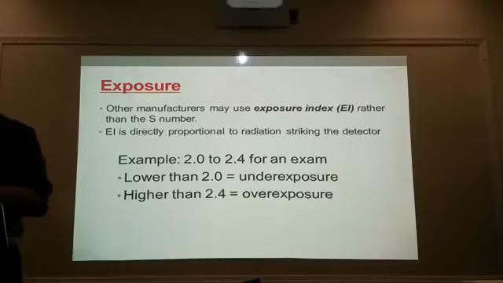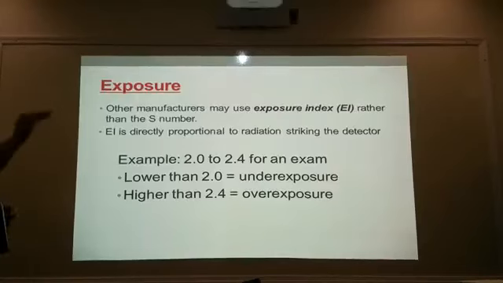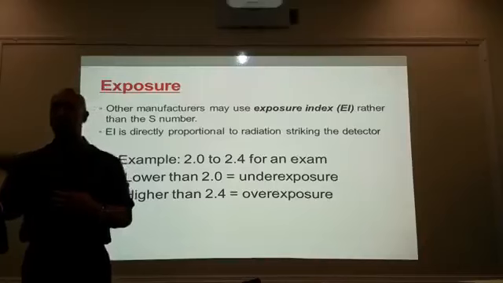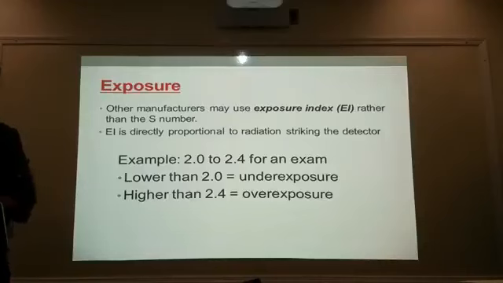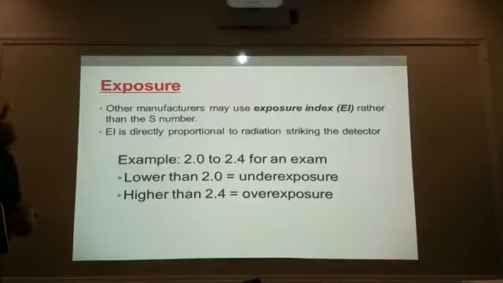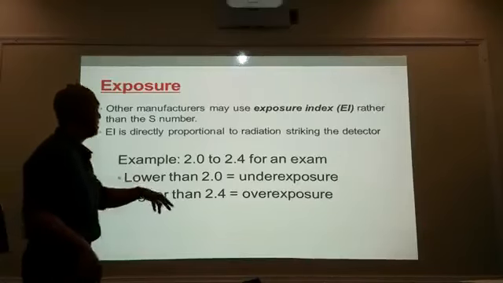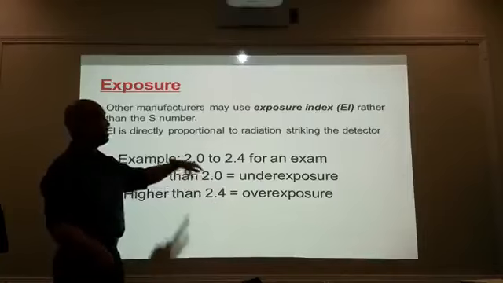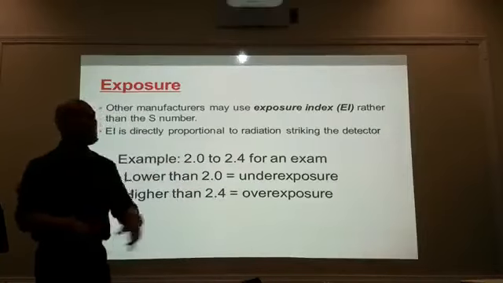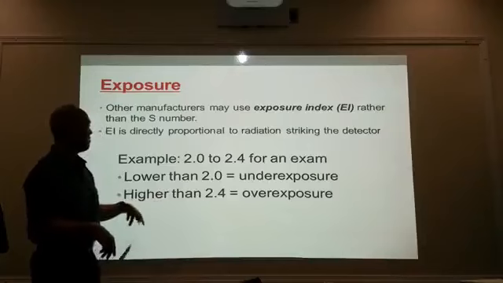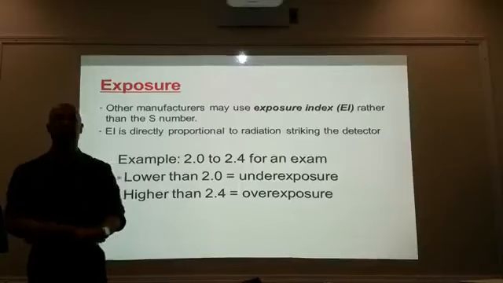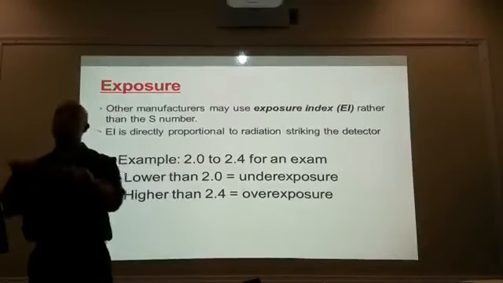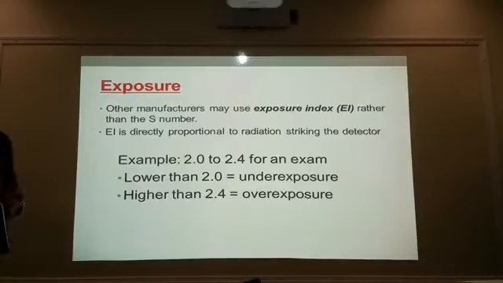The other number that we're going to be talking about here is the EI, or the exposure index. It's also a number that you will find on the very top or bottom of your screen when the picture pops up. This is a little bit more legible, easier to understand. Here, if the number goes up, if it's over your range, let's just say again, chest X-ray range is between 2.0 and 2.4. If my number is over 2.4, that means that I overexposed my patient. Under 2, it's underexposed. If it's between 2 and 2.4, you're safe, the patient's safe.